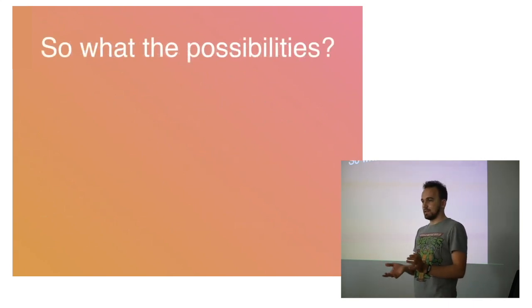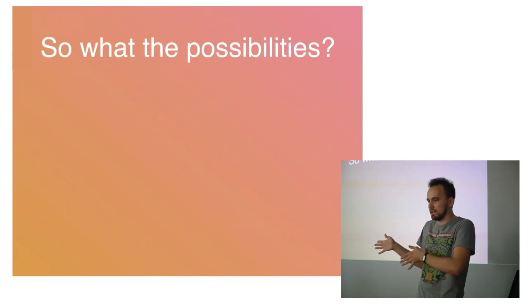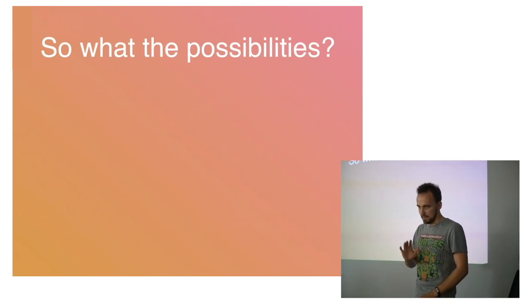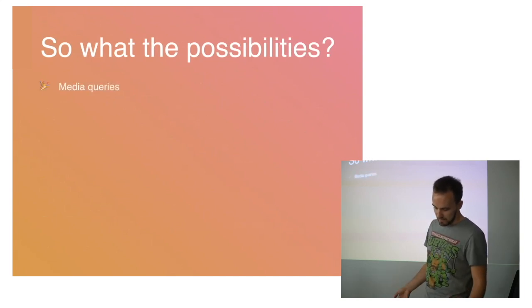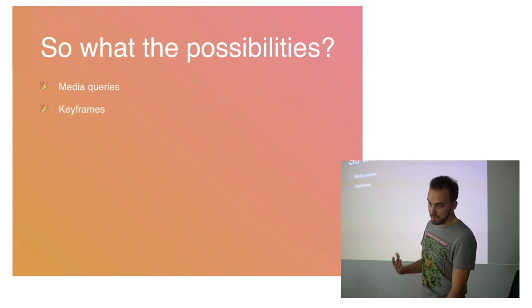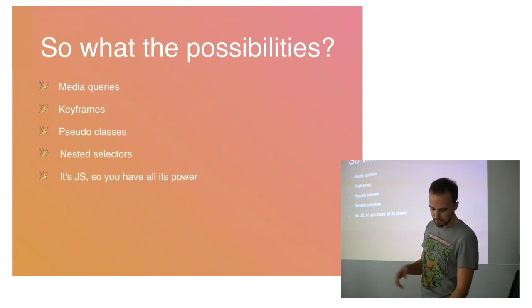So what are the possibilities here? A lot of people think that it's inline styles, that it injects everything inline. It's actually not. It was before, but it's no longer true. So you can have media queries, keyframes, animations, pseudo classes, nested selectors like in Sass, for example, you can use ampersand and all this kind of stuff.